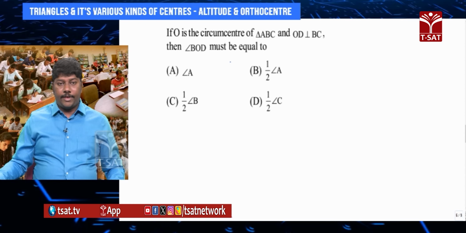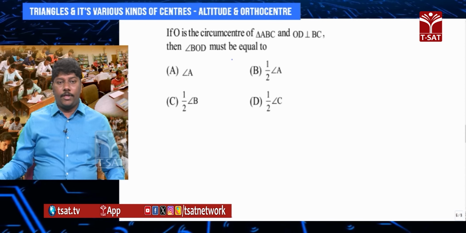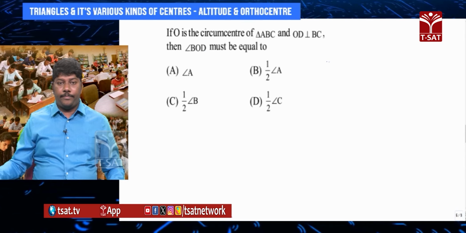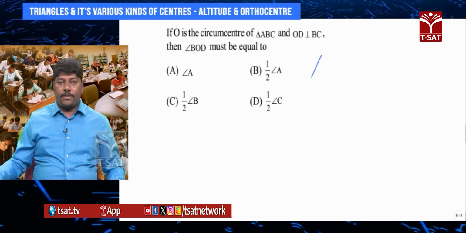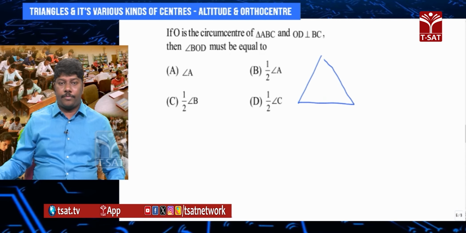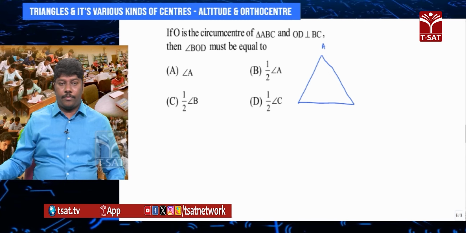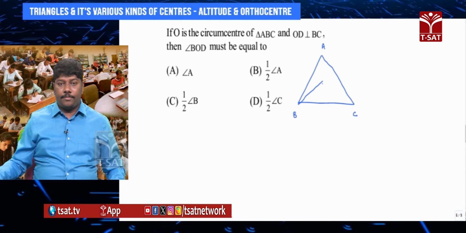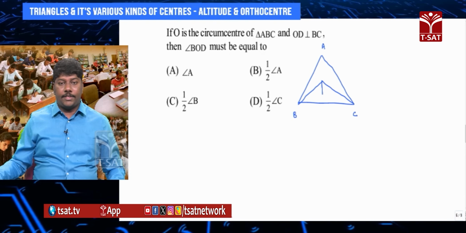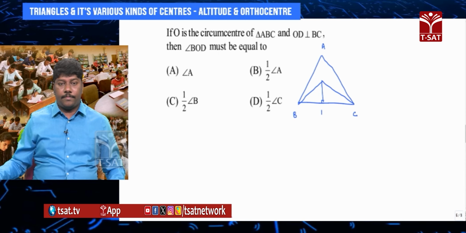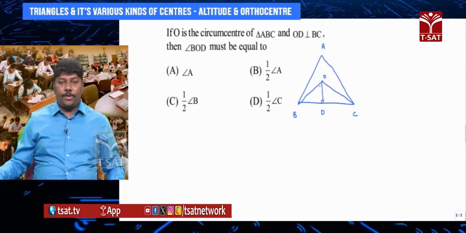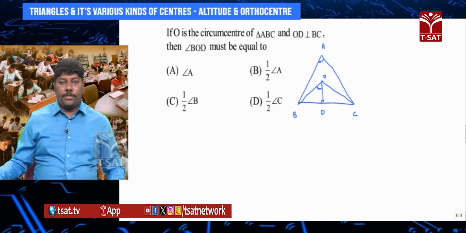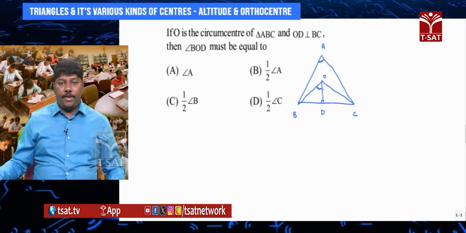O is the circumcenter of triangle ABC and OD is perpendicular to BC. Then angle BOD must be... O is the circumcenter of triangle ABC. This is a circumcenter. OD is perpendicular, he says. Then he is asking you BOD, this angle. We know this is angle A, therefore it must be.